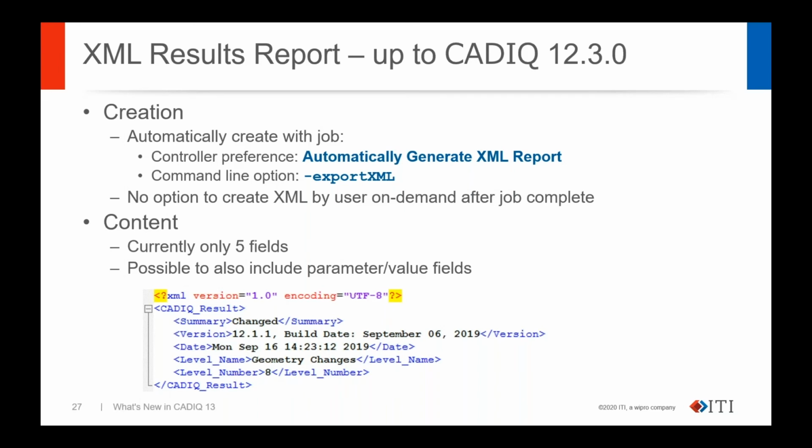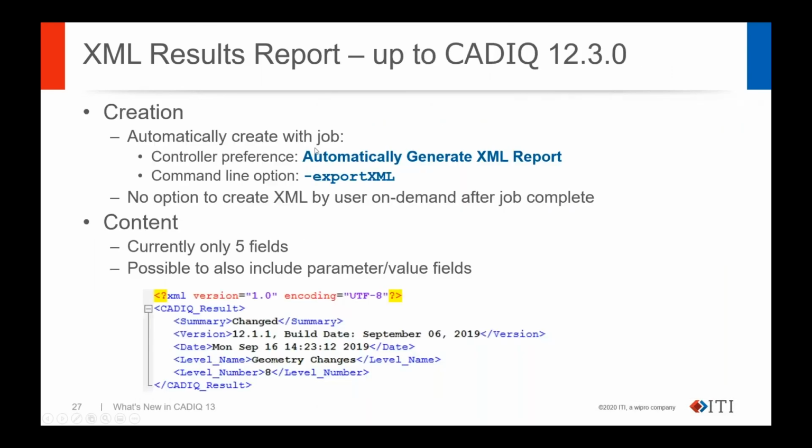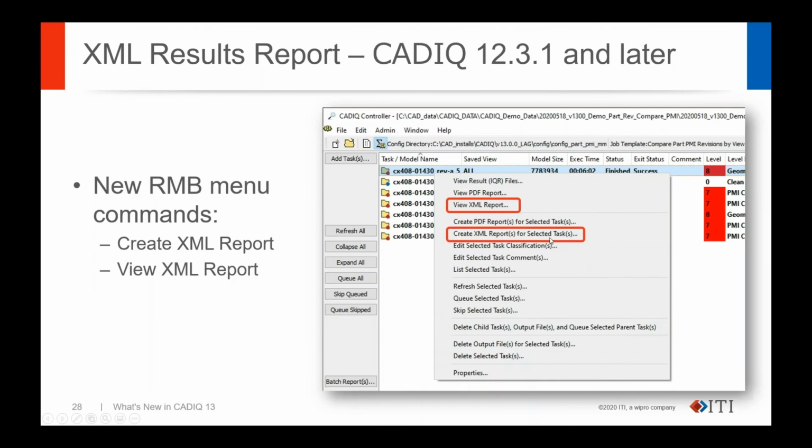So now, starting with CADIQ 12.3.1 and later, we have a couple of new menu options in the right mouse button menu in the controller. So I can create the XML report on demand if it wasn't automatically created by the job run. And I could also now access it to just view it in a text editor. I can view that XML report through these commands just by right-clicking on any of the job tasks.